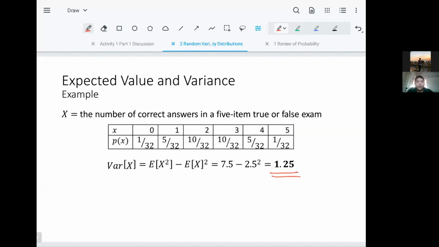Sige, so questions kayo dyan. Sige, how do we interpret yung expected value and variance? Actually, as is, hindi ko siya, bakit over 32? Mamaya ko na lang sasagutin yan ha. Mamaya ko na lang sasagutin yung bakit over 32. Maniwala na muna kayo sa akin na ganyan yung probabilities. Okay. Sagutin natin mamaya yan.